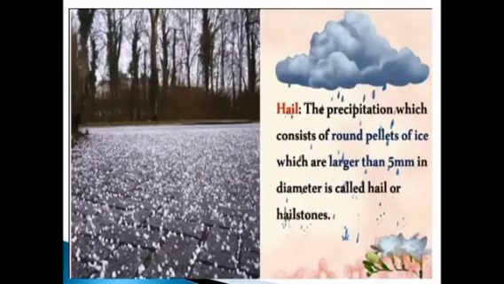Next, let's see about hail. The precipitation which consists of round pellets of ice which are larger than 5 millimeter in diameter is called hail or hailstones. Students, here we can see the picture of hail.